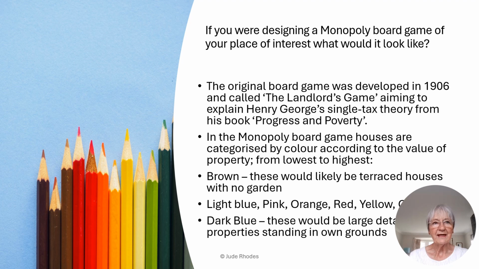In the Monopoly board game, houses are categorised by colour according to the value of property from the lowest to the highest. Generally, the brown houses are the poorer houses, terraced houses with no garden perhaps. And then there's other colours of light blue, pink, orange, red, yellow, green. And then the dark blue, these were the large houses, probably with a bit of an estate, standing in their own grounds.